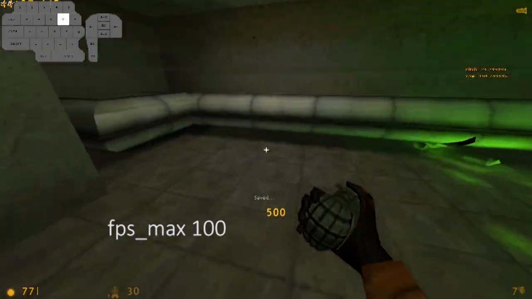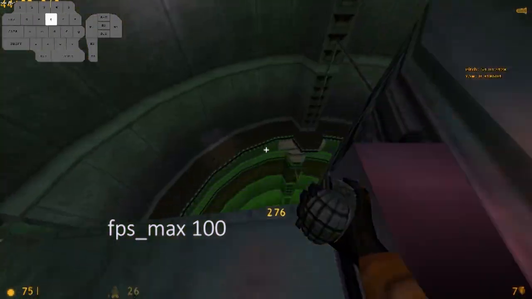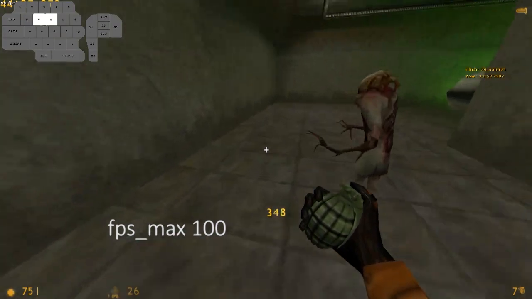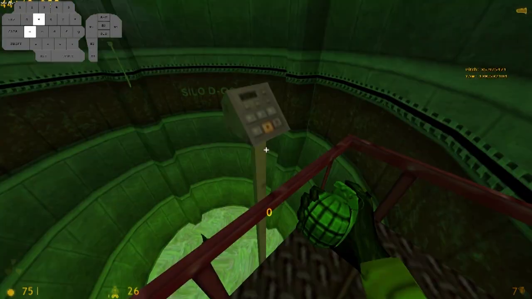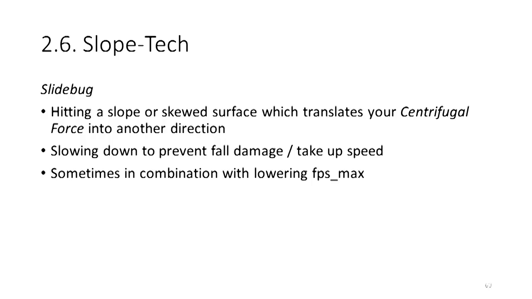You would, for example, call these two tricks here rather slide bugs than edge bugs because they actually work with the slope. However, it is likely that to perform the slide off those small slopes, it initially is important to edge off of them to not get damage.